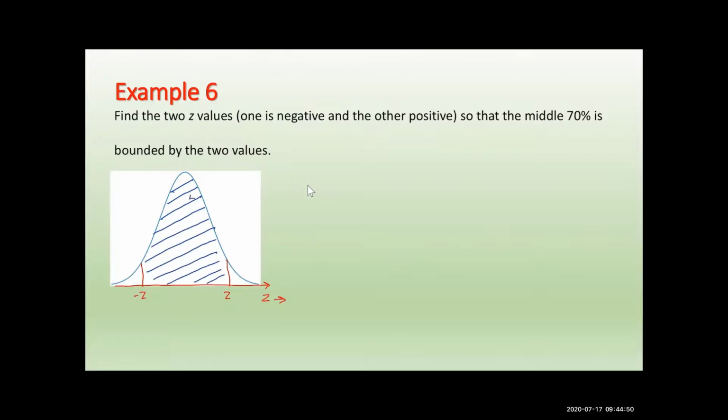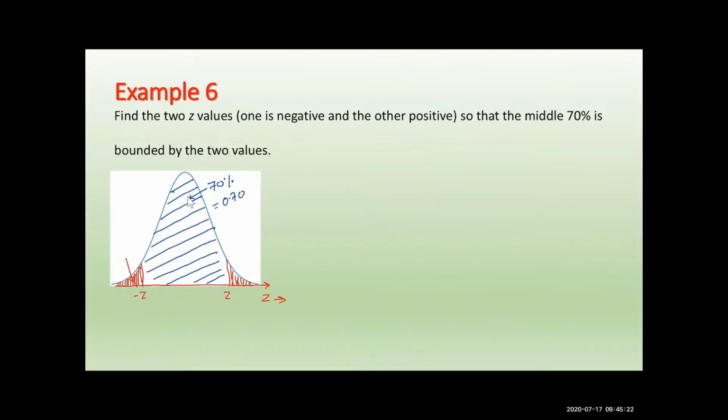This area is 70%, or 0.70. We need to find these z values. In order to find the z value, we need the area on the left. This area and the area over here are equal, but I need this area. How much is that? The area on the left of this z value.